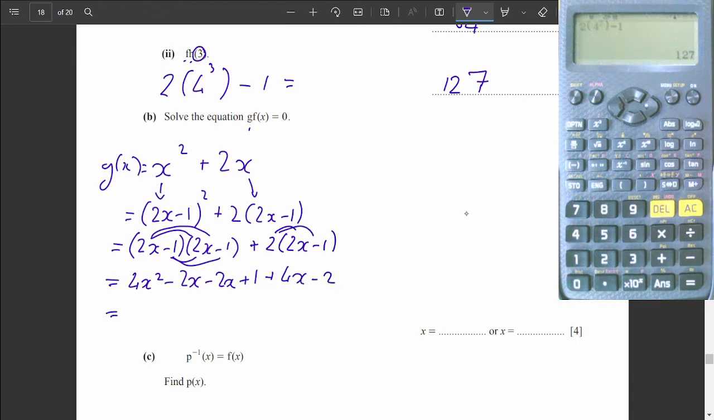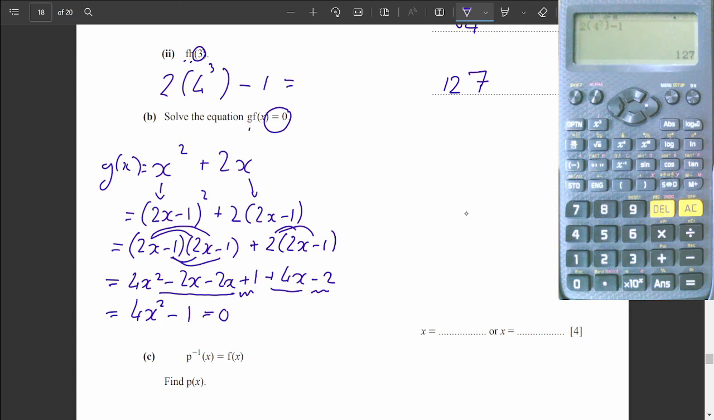Let's simplify that. We have 4x squared, minus 2x is minus 4x. And then we add another 4x. That will give us 0. And then 1 minus 2 gives us minus 1. Now remember, this is all equal to 0, so let's put that equal to 0. Now we need to solve.